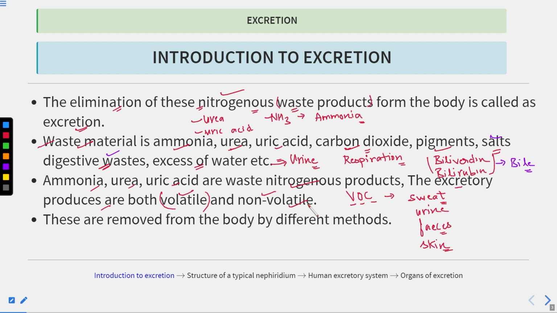And there are some non-volatile organic compounds also, such as ammonia. Now these waste compounds are removed from the body by different methods. There are different methods for the elimination of these different kinds of waste product. Like I've told you, carbon dioxide is eliminated through respiration. Bile pigments can be removed in the form of feces and through urine. Salts also can be removed through sweat and urine. Ammonia, urea, and uric acid can all be removed in the form of feces.